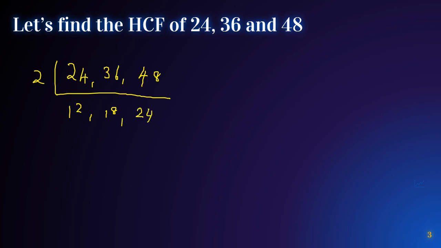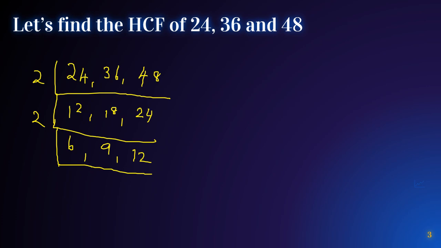So again we can go with 2. If I take 2 again, this will be 6, this will be 9 and this will be 12. Now I'm thinking of a number which divides all of 6, 9 and 12. So I'll go with 3. So this will be 2, this will be 3 and this will be 4.